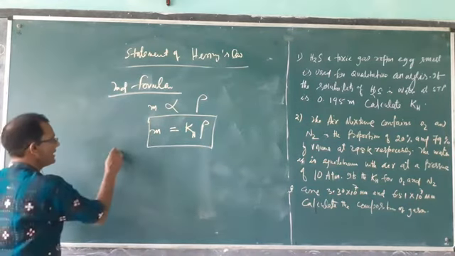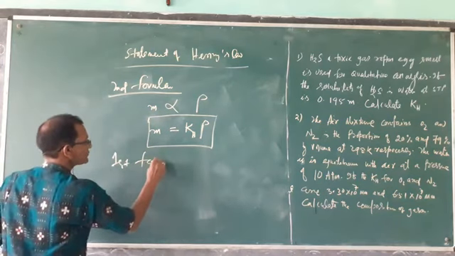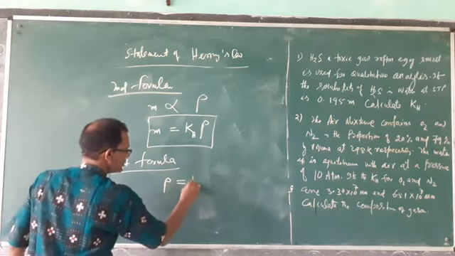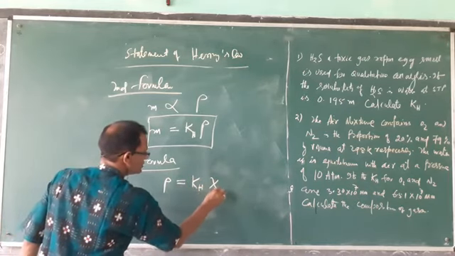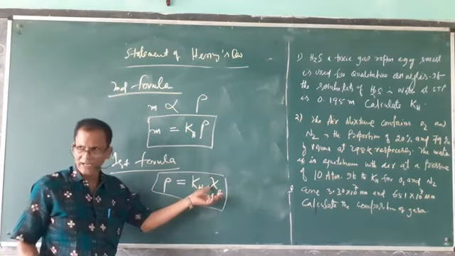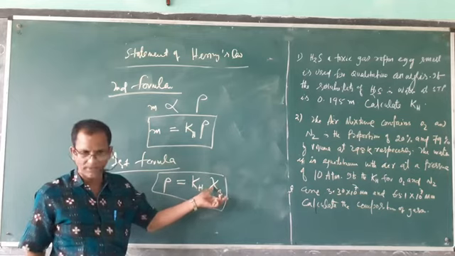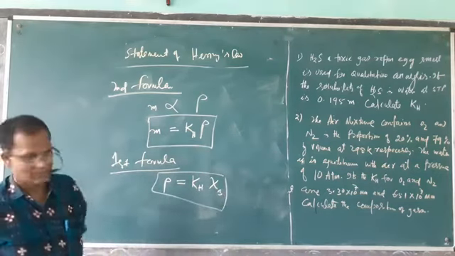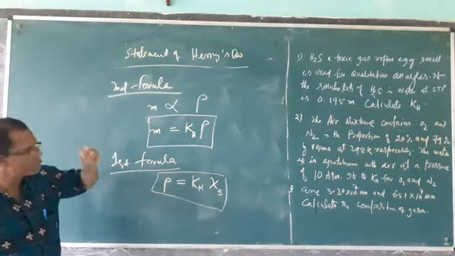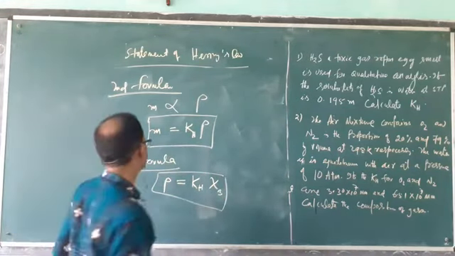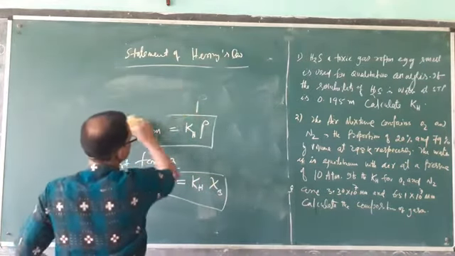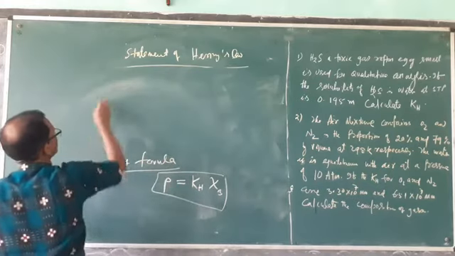But the first formula, again I am repeating, is P is equal to KH into χ. Same thing. Mass of substance dissolved and mole fraction are the same. If mass is more, mole fraction is more. If pressure is more, mole fraction is more. If amount is more, pressure is more. Both are correct. So these are the two formulas of Henry law. Next, we will now discuss the applications of Henry law.